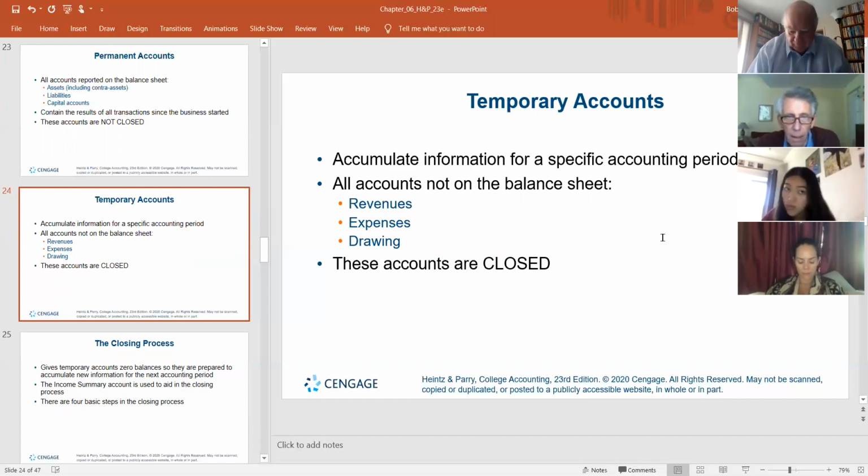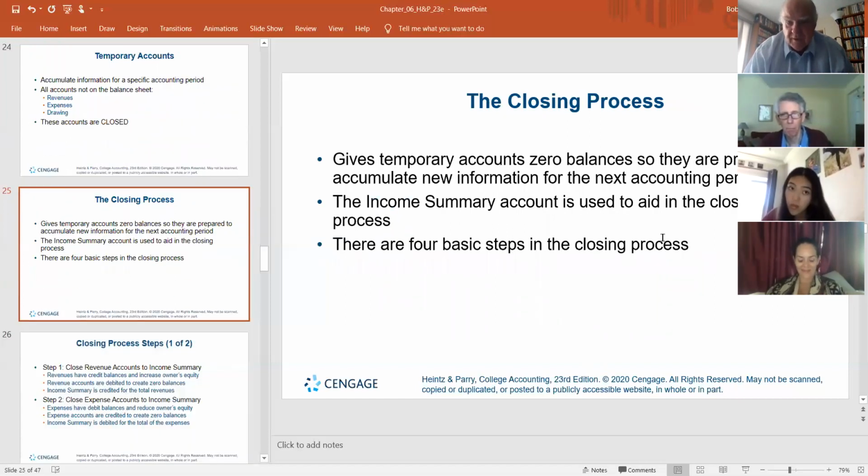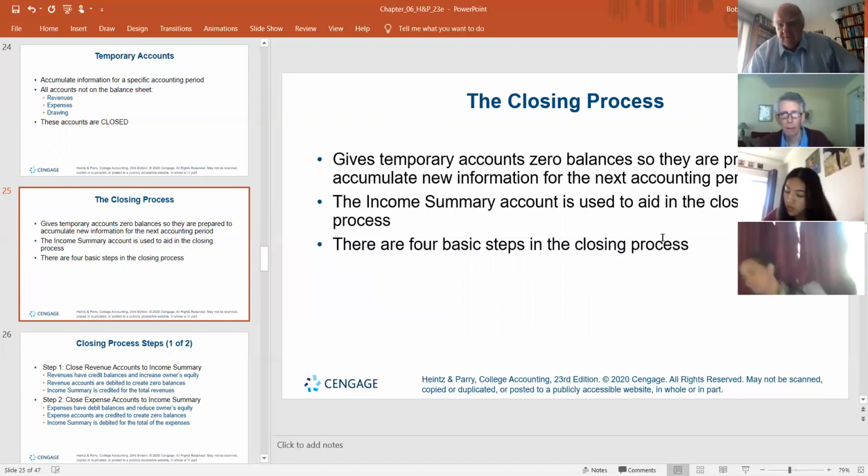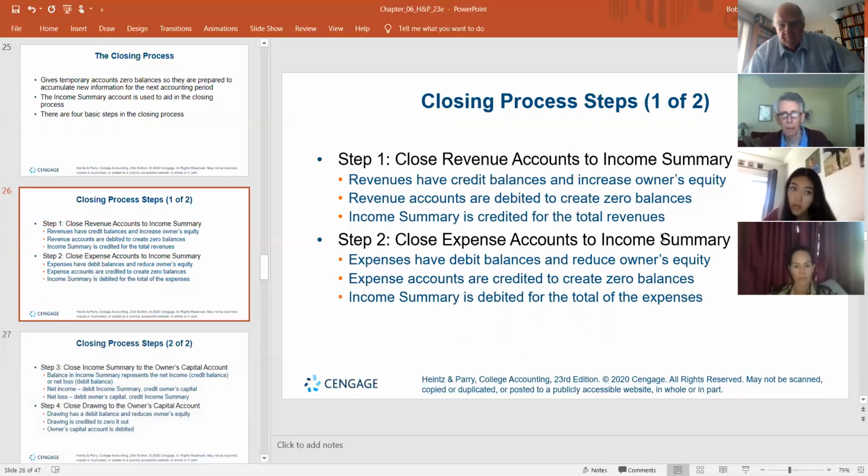No investor wants to see what the owner's taking out of the business on the financials. So here we go. The closing process gives temporary accounts zero balances. That sounds pretty easy. And we're going to use the income summary account. It looks like in our book here, and there's four steps. If you can just do these four steps, you're a real ace, okay?